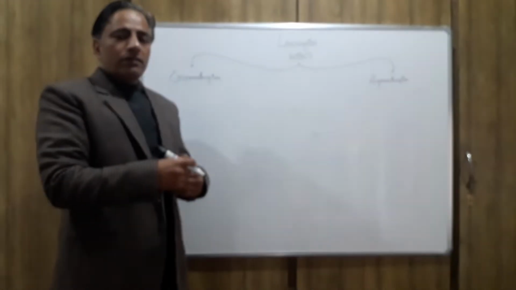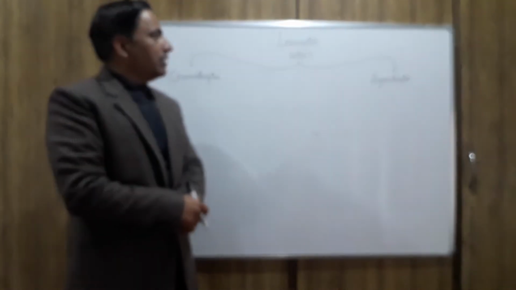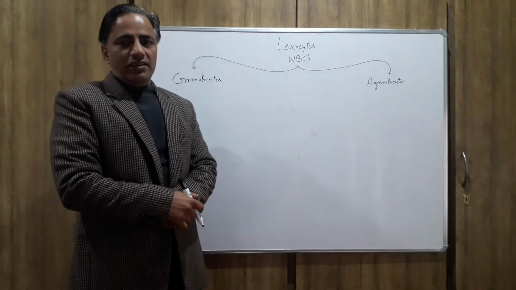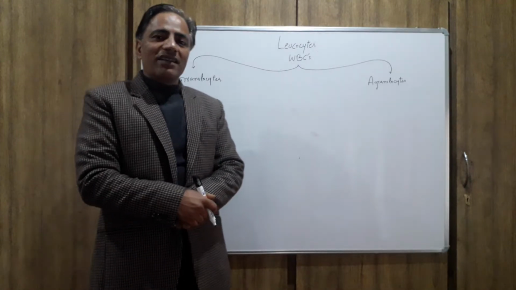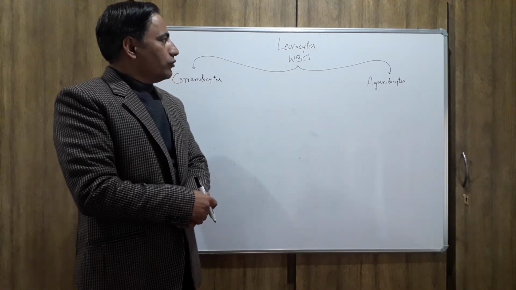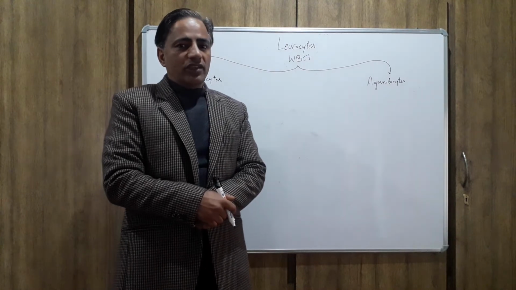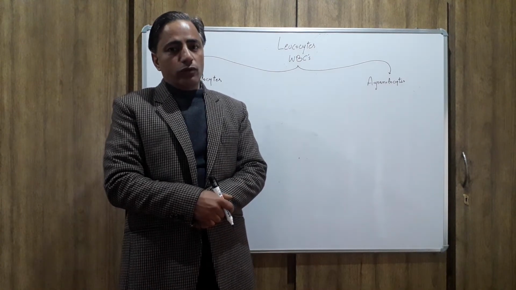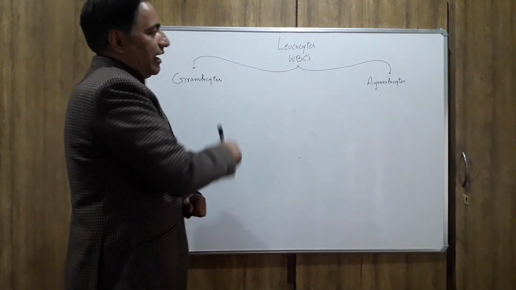Their number is also very much less than the number of red blood cells, and their lifespan is also relatively very small as compared to the erythrocytes. So, on the basis of the presence or absence of the granules, the leukocytes are of two types: granulocytes and agranulocytes.